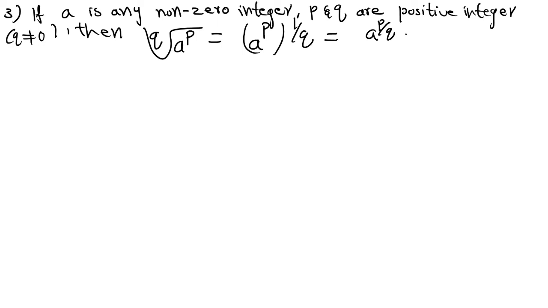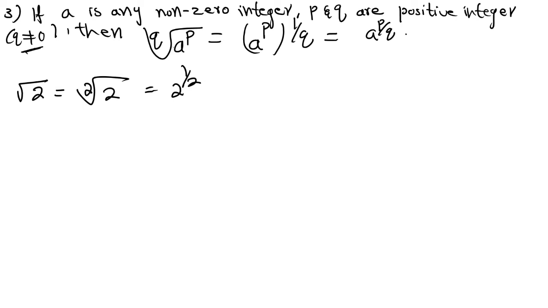Next rule is, if a is a non-zero integer, that means not 0, p and q are positive integers, q not equal to 0, then the qth root of a to the power p is equal to a to the power p to the power 1 by q. Okay, it's equal to a to the power p by q. That means, we know what is the meaning of square root of 2. Square root of 2 is nothing but 2 to the power 1 by 2.